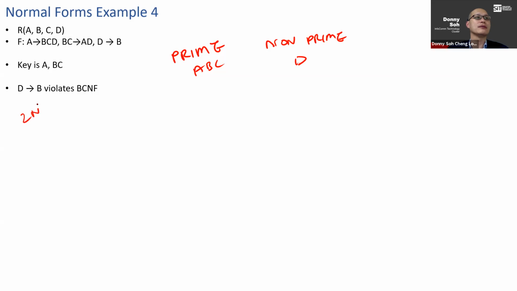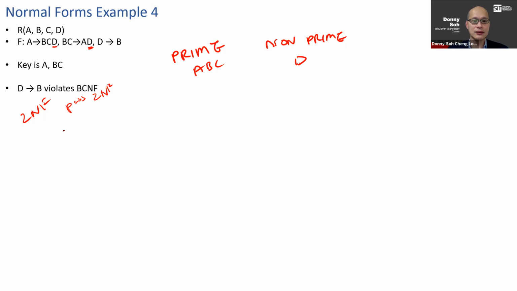in 2NF or not? So D is over here, and D is fully dependent on a primary key. So D is also over here, and D is also fully dependent on another primary key. So this passes 2NF.